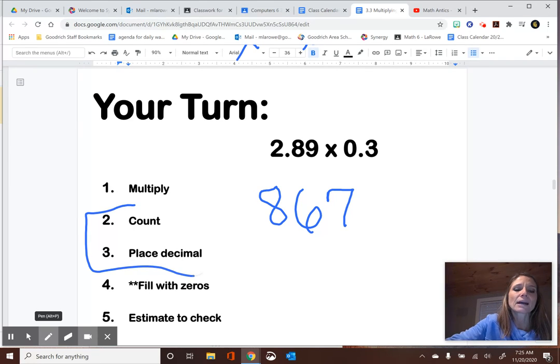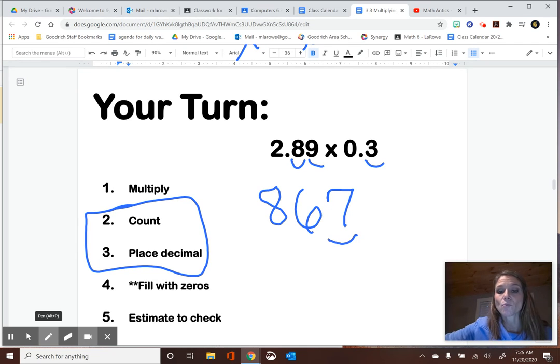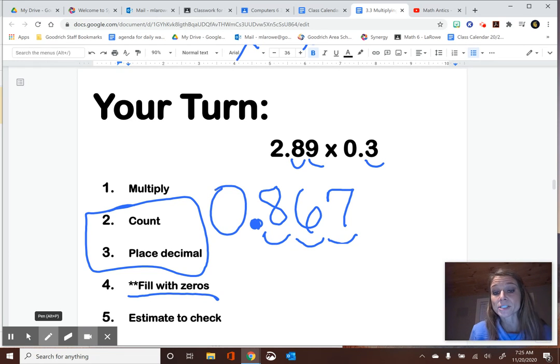So now we need to count and place the decimal. In the problem, there's 1, 2, 3 total. So the answer also needs 1, 2, 3 total. We're going to drop that there. Now you can place a filler zero here in the ones place to remind yourself it's not whole dollars at all. It's just small pieces.